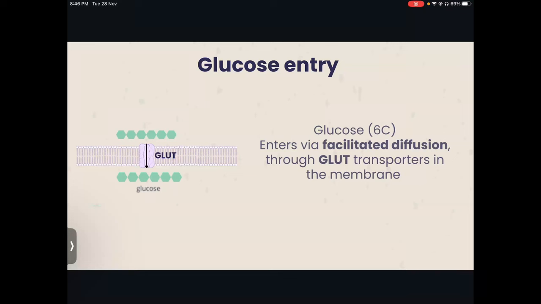It needs a different type of transportation, which is via facilitated diffusion. Facilitated diffusion, again, is a type of diffusion where you have a membrane transporter. So it's pretty much a gate through the membrane, a door, without having to deal with the hydrophobic phospholipids. It provides a gate or a door straight through the membrane. So this is called facilitated diffusion. And the membrane transporters that we have for glucose are called GLUT transporters or glucose transporters. So from now on, I'm just going to be referring to them as GLUT transporters.